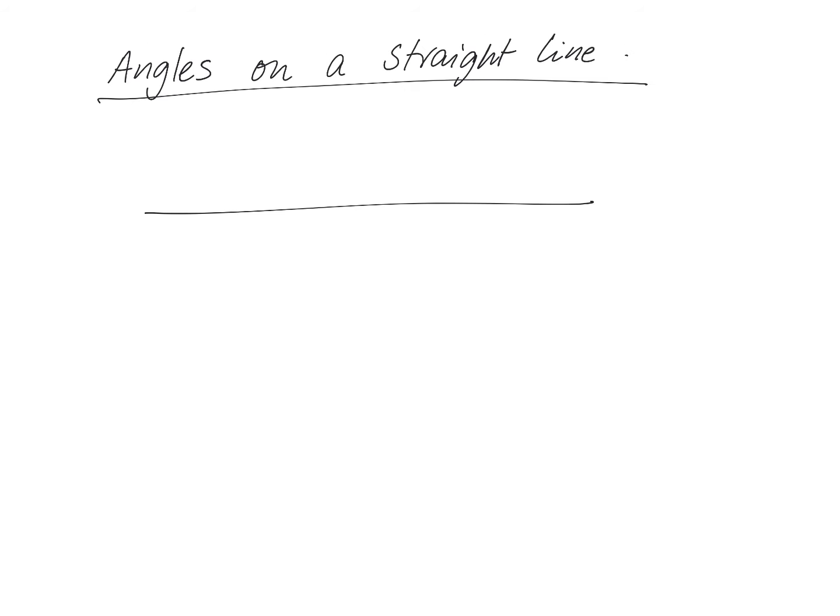So let's discuss angles on a straight line. Now we know that an angle on a straight line is 180. What if we split this? Imagine if we split it. So let's draw a line over here. Now let's say this is 40 degrees from here to here.